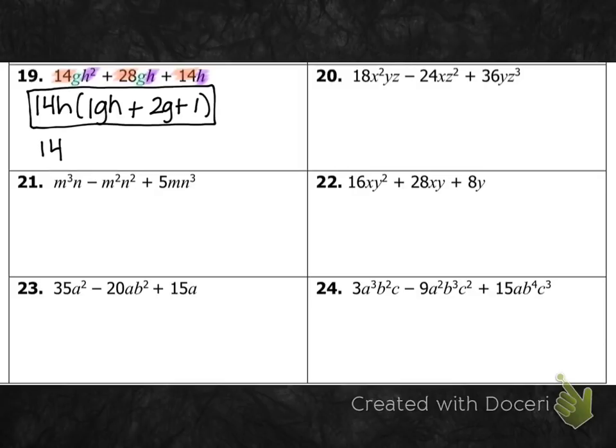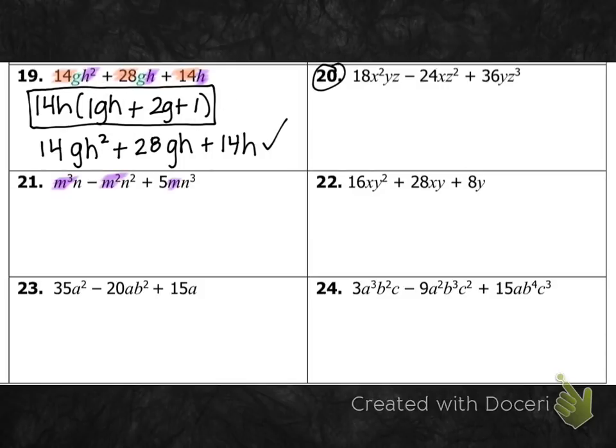So if we have 14h times, or 14 times 1, it's 14. H times gh is gh squared. 14 times 2 is 28. H times g is gh or hg. You can always flip these around. GH and HG are the same thing, but do go in alphabetical order. And then 14h times 1 is 14h. And that's good. We checked it. This matches this, which means we did this part right.